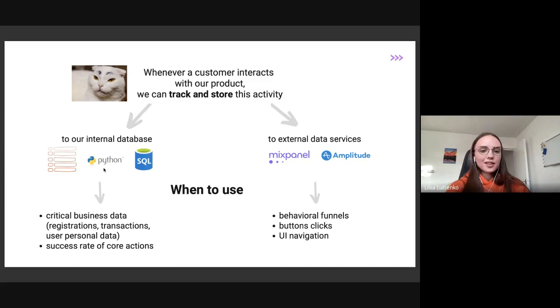First of all, at WISE, there is this definition of critical and non-critical business data. Critical business data is usually stored in databases. What I mean by critical is when a user registered, when they made a transaction, personal data, how many of those transactions were successful, and this doesn't only apply to fintech.